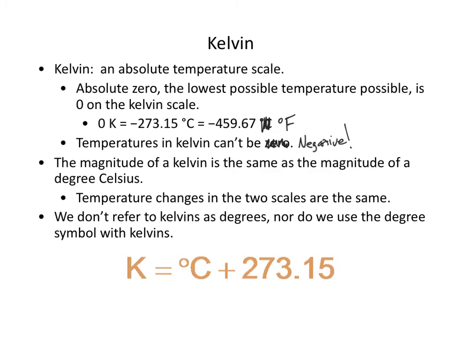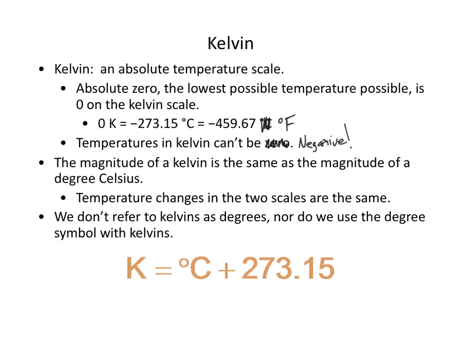Now, one interesting thing to note, the magnitude of a Kelvin is the same as the magnitude of a degree Celsius. So if we're talking temperature changes, a temperature change in Kelvin is going to be the same as it is in Celsius. So if we have a 25 degree temperature change in Celsius, we also have a 25 degree change in Kelvin.